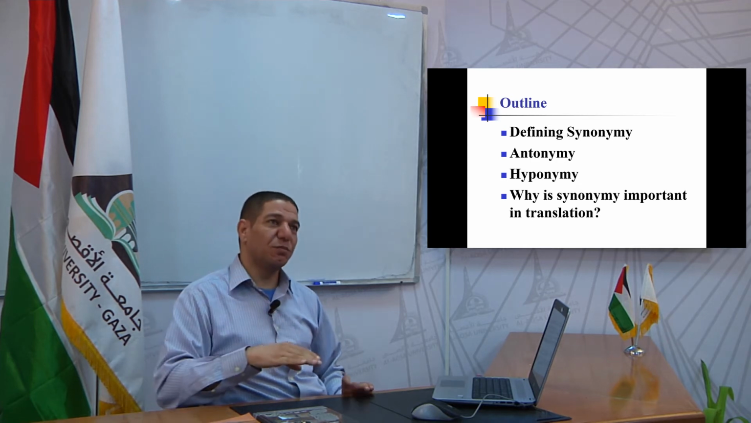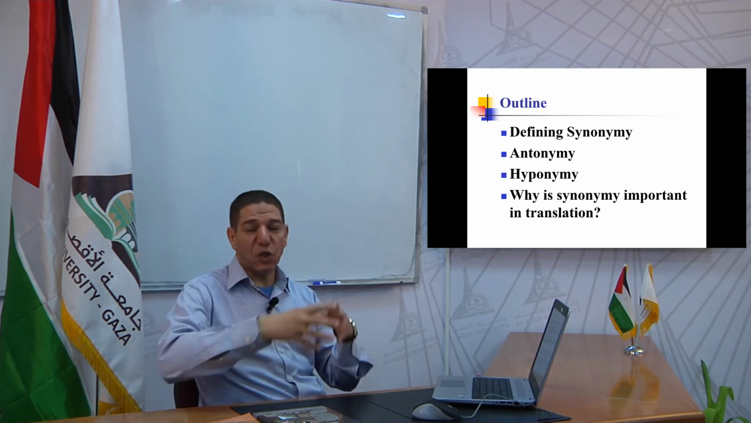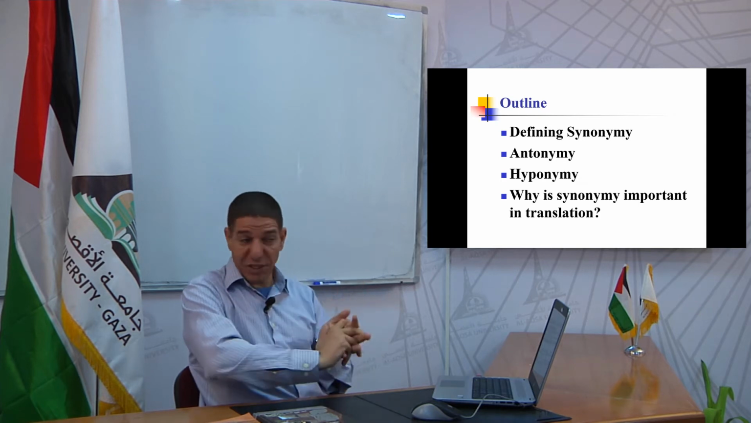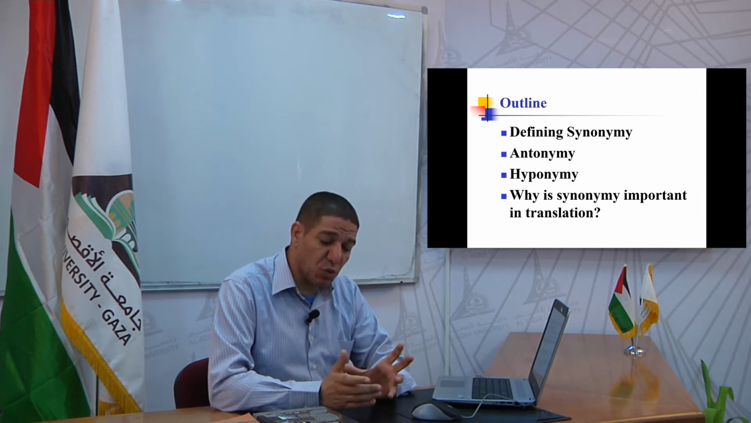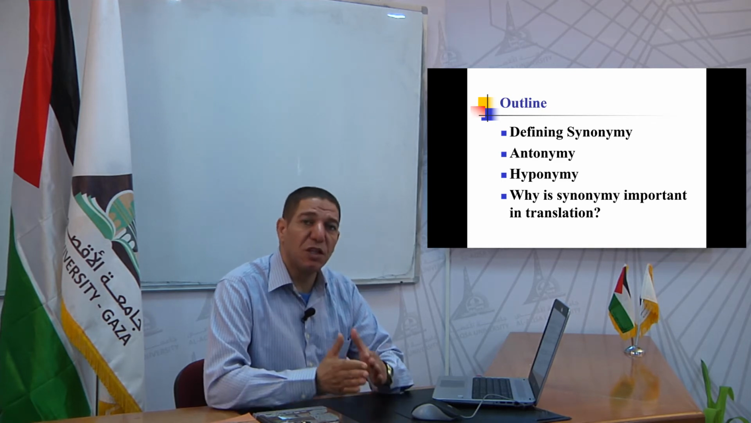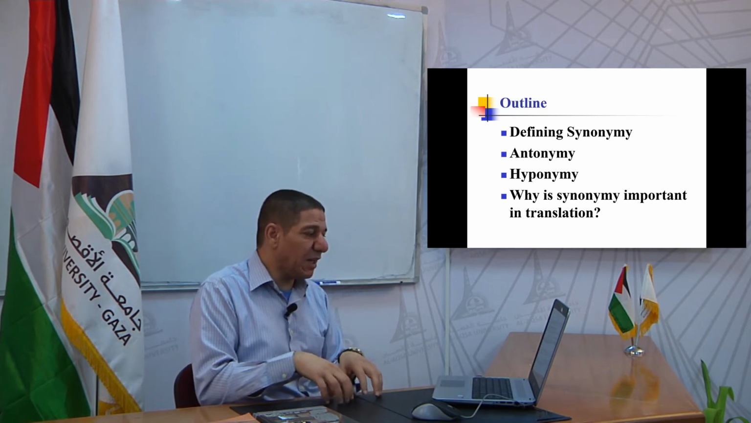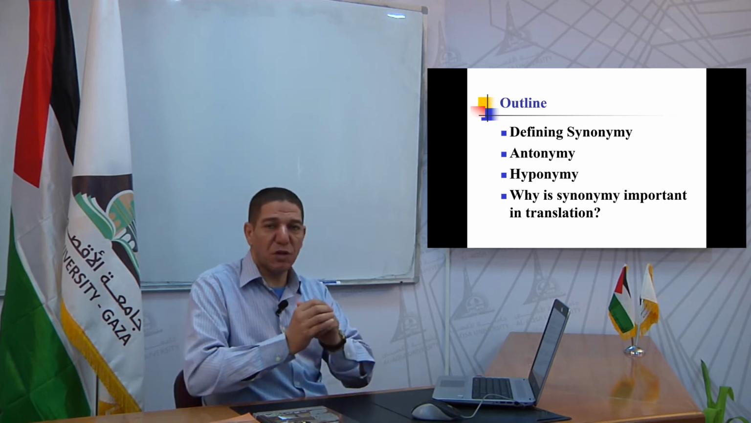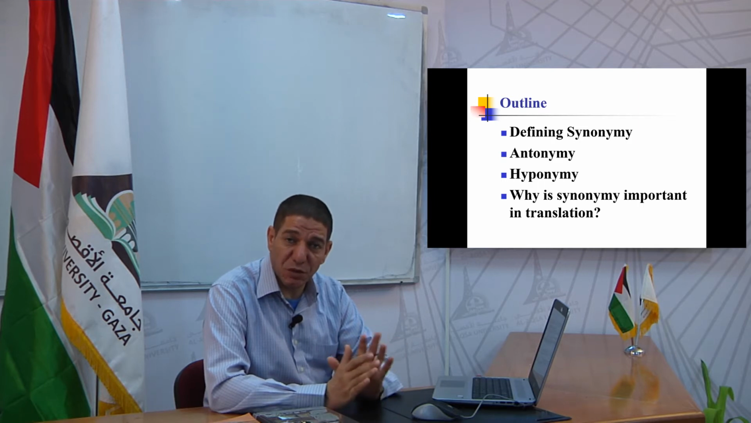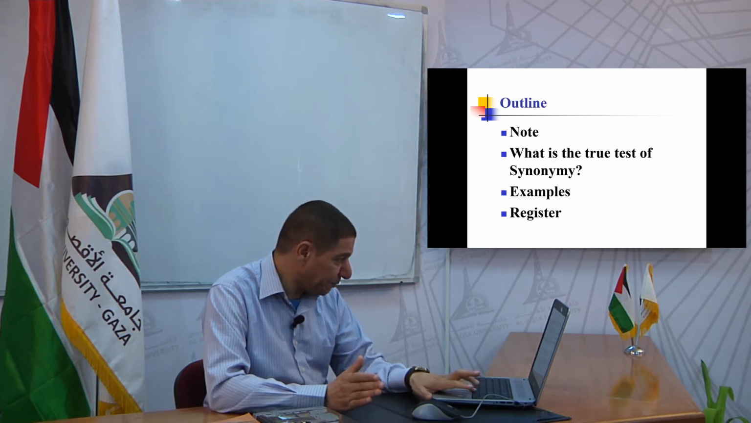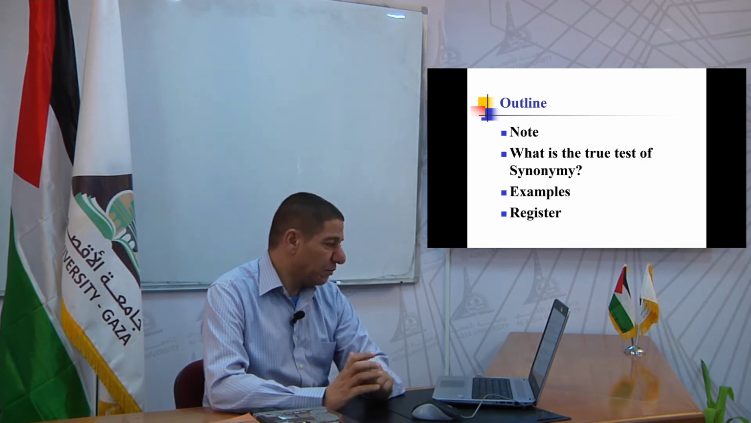The translation method, in other words, relies heavily on the choice of words. Okay, so we will define synonymy, and also in order to clarify the meaning of synonymy, we touch upon its opposite, antonymy, and then hyponymy, and we're going to talk about why synonymy is important for a translator. Okay, and then a certain remark.